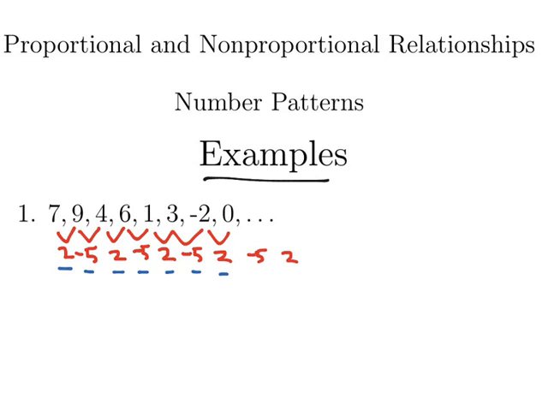So 0 minus 5 is going to be minus 5, so that's the next number. Then minus 5 plus 2 is minus 3. And then again we have a minus 5, so minus 3 plus the minus 5 is minus 8. And those are the following three numbers of the sequence and the pattern.